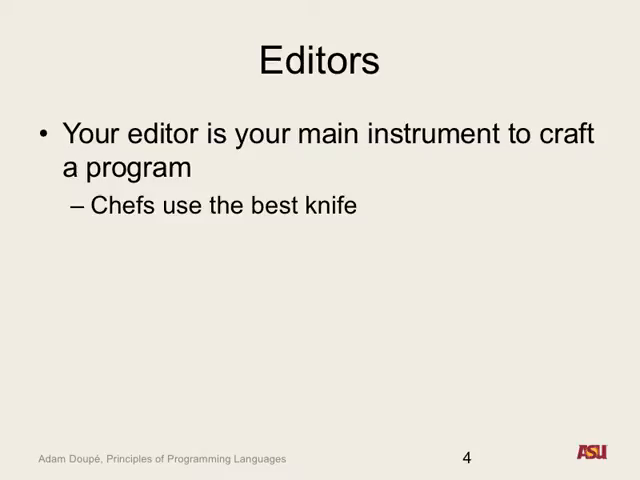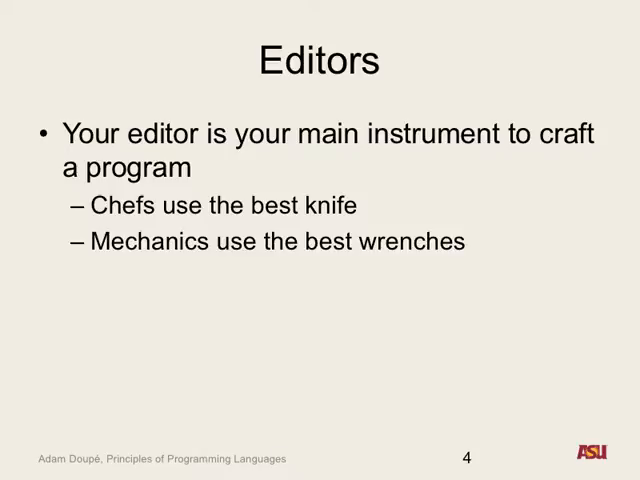Chefs use the best possible knife that they can, the sharpest knife, even if it takes them a half hour to sharpen it every day, or they've got to clean it a special way. They're going to use the best knife they possibly can to cut stuff. Mechanics are going to use the best wrench, because they don't want something that's going to break halfway through when they're underneath the car trying to fix something. They want to use the best possible tool. And I ran out of metaphors. I went to baking next.